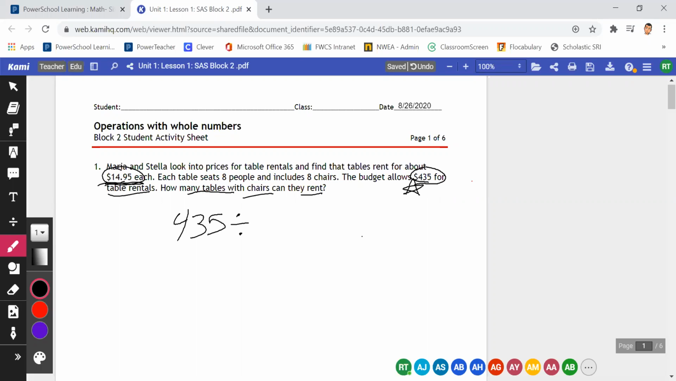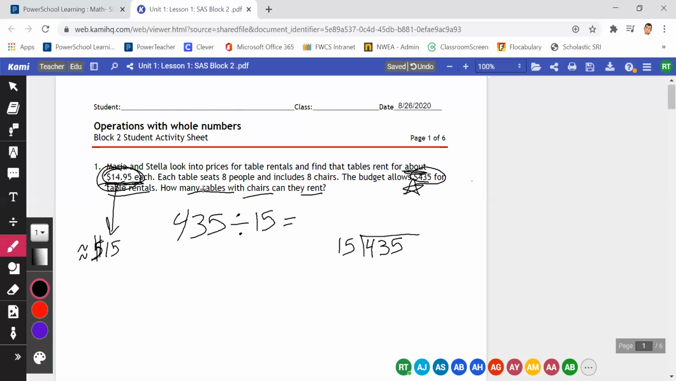Now, instead of using $14.95, because it says it's about, so we're estimating here, I know that $14.95 is pretty close to $15. And so we're going to use $15 as our division problem. So our problem is 435 divided by 15. Now to solve this, we could simply use a division box, and I'm going to use what's called partial quotients division. We looked at the 3 strategies in class, and this is the one that is easiest for me because I can break a longer problem like this into simpler problems.